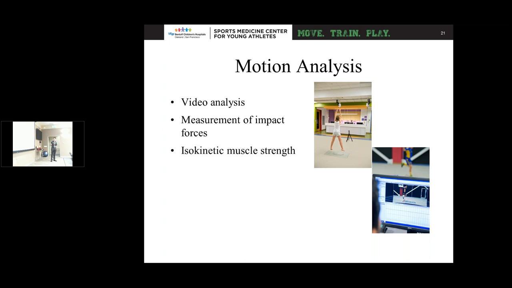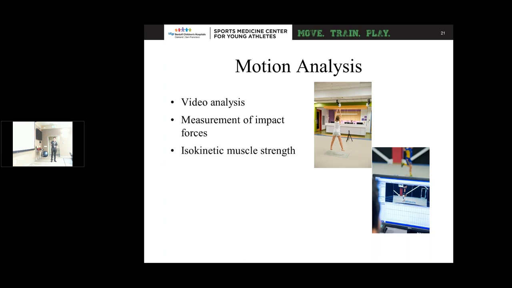And then we also do muscle strength testing. Let's say we compare the quad, which is the muscle in front of your thigh, to the hamstring, the muscle in the back, and you're looking at whether that ratio is a normal ratio, or whether one muscle is much stronger than the other muscle. And if it is, that difference in strength can cause you to be more likely to have an injury. So that's just some of the things that we can provide.